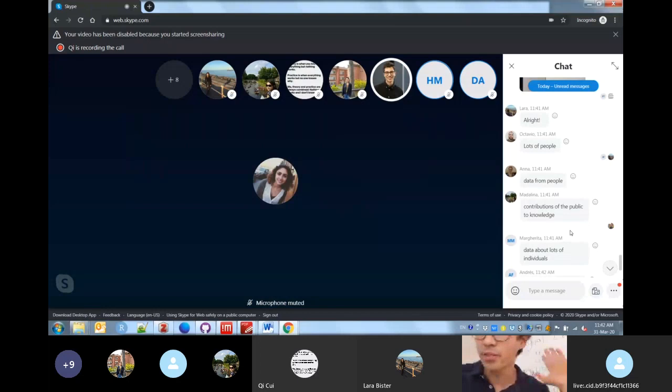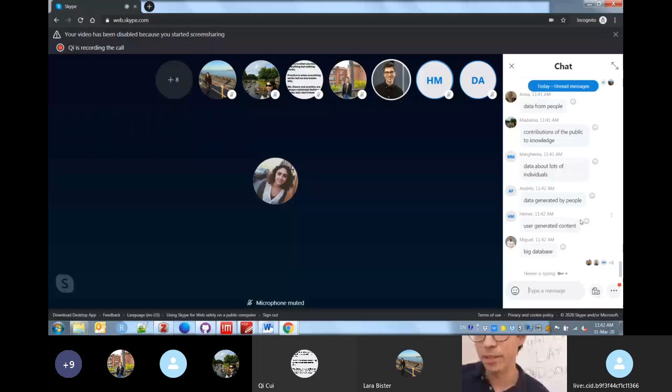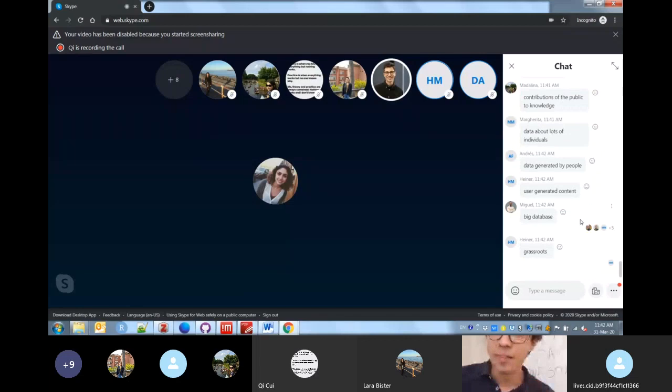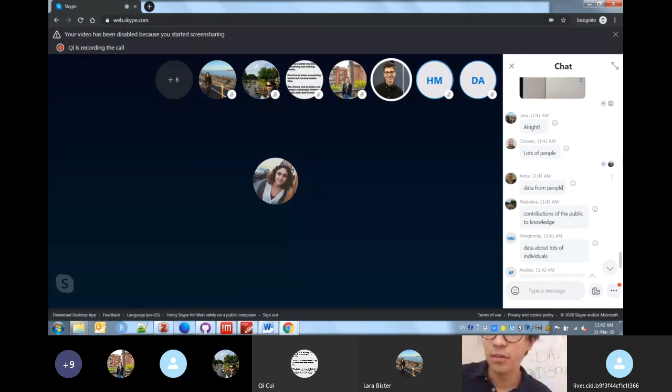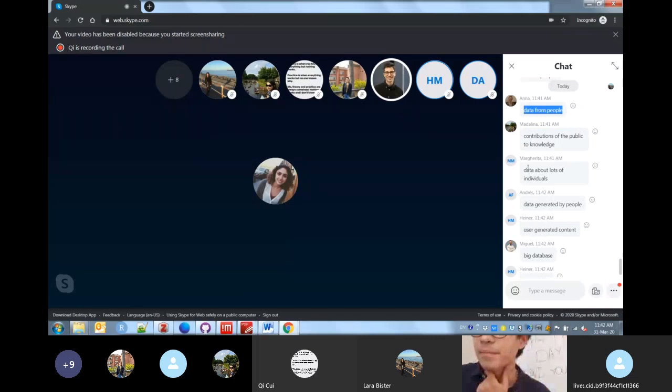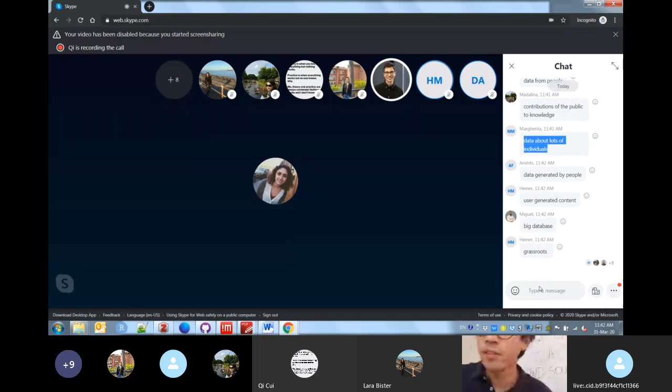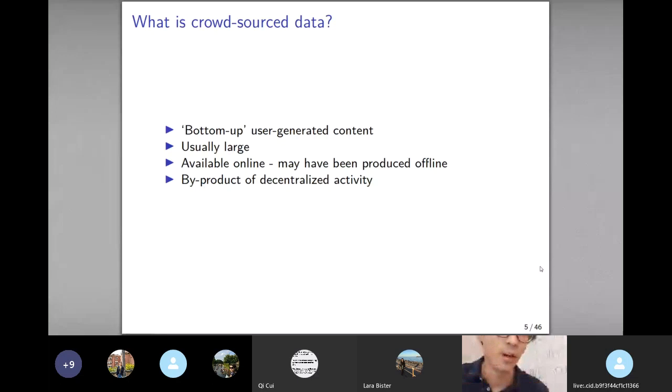So we have lots of people, data from people, contributions to public knowledge, data about lots of individuals, data generated by individuals, user-generated content, big data, grassroots data. So there seem to be two understandings here. One is that it's data that's from people, coming from the grassroots up. Also data about lots of people. The one thing that you all share in these definitions, and that is correct, is that the size of this data is generally large.